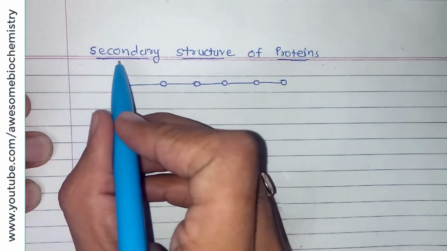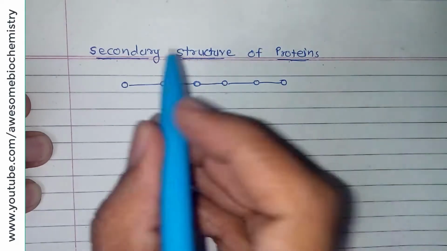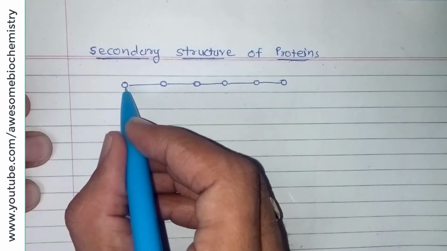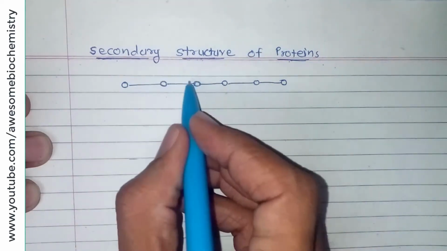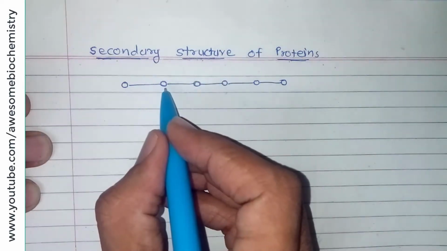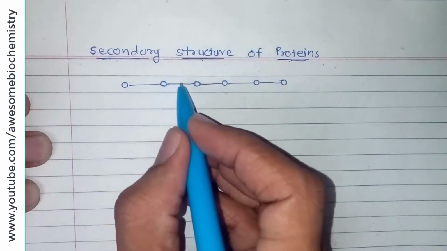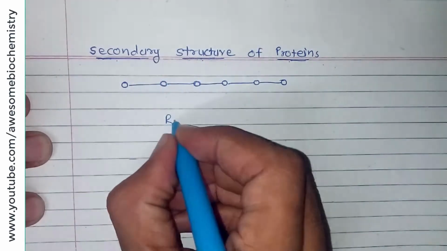In this video tutorial, I am going to discuss the secondary structure of proteins. Now, the primary structure of a protein is the simple sequence of amino acids. In the secondary structure, this amino acid sequence is regularly arranged. The peptide backbone does not assume any random 3D structure. There is some kind of regular arrangement.